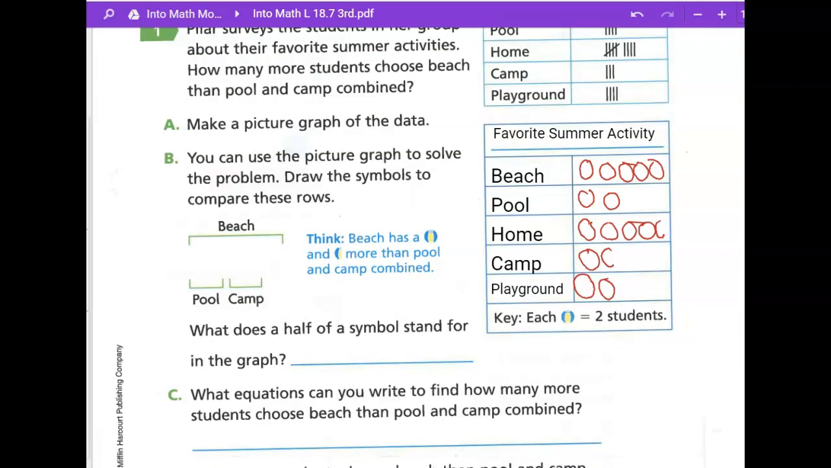Okay, so how many are by beach? How many circles are by beach? 1, 2, 3, 4, 5. Everybody see that? How many are by pool? By pool, there are 2. So we're going to put those in here. And how many are by camp? 1.5.